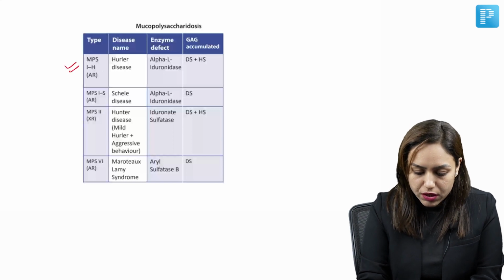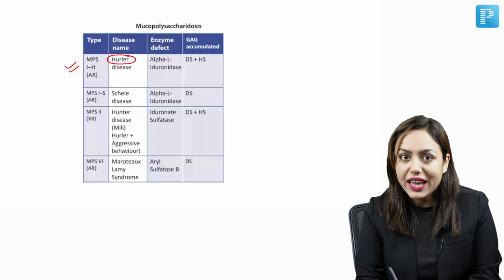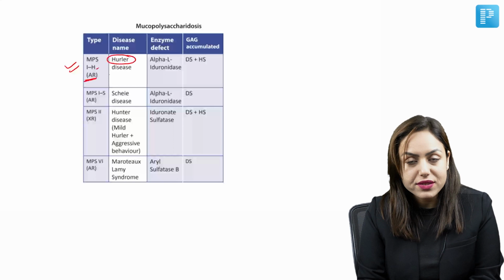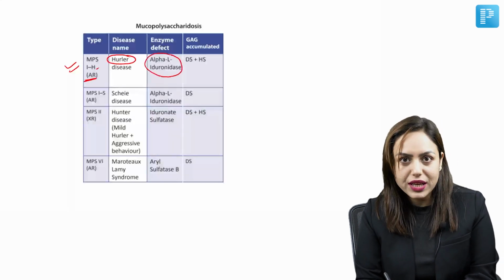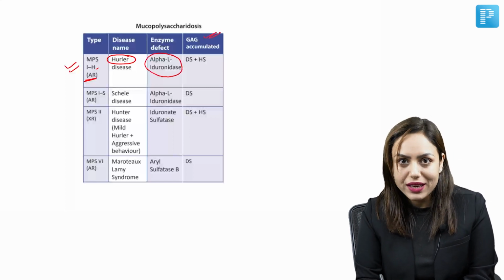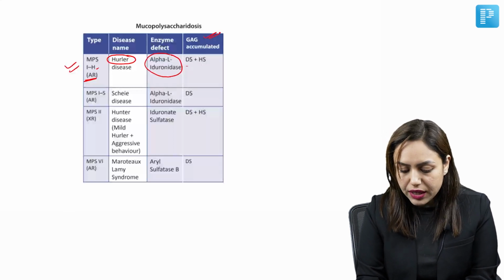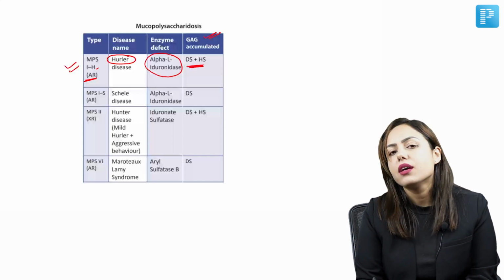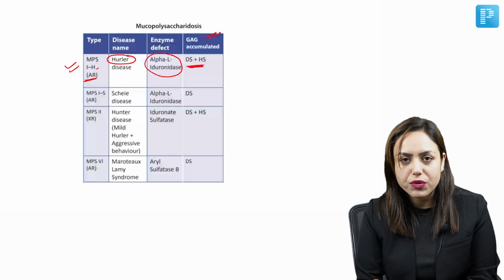So type 1, which is Hurler disease, we can say it is type 1H, the subtype H, Hurler disease. This is autosomal recessive. The enzyme deficient is alpha L iduronidase, and the GAG, that is glycosaminoglycan, or the heteropolysaccharide which is accumulated is DS plus HS both. What is DS? It is dermatan sulfate, and HS is heparan sulfate. Okay, I have used the short forms here in the table.